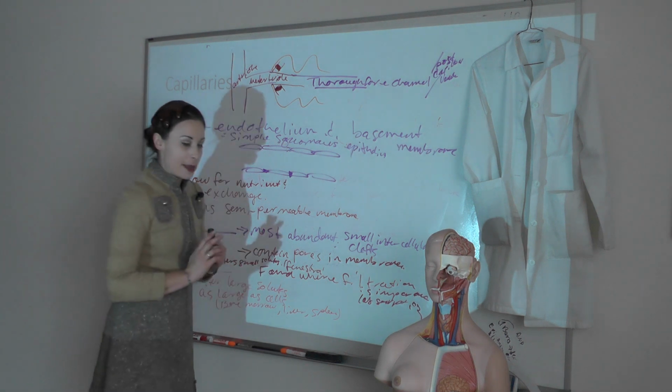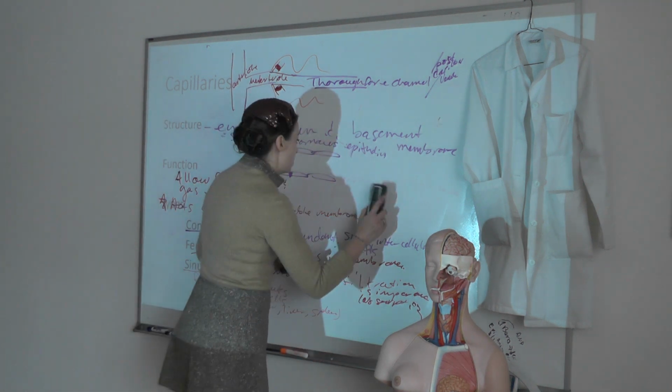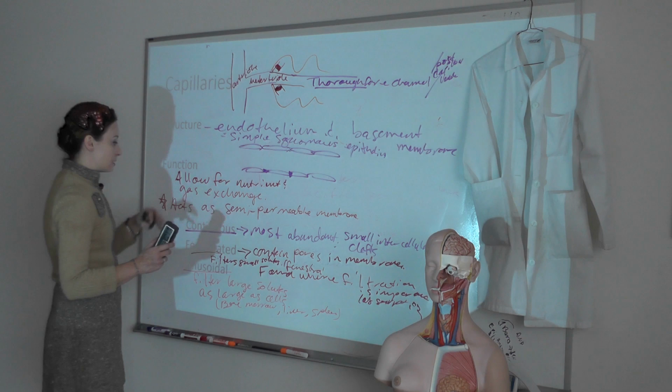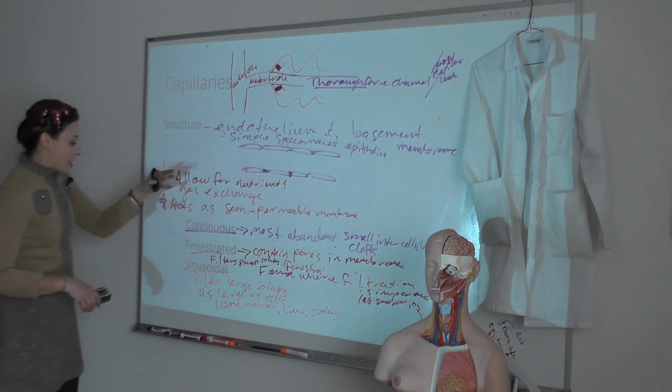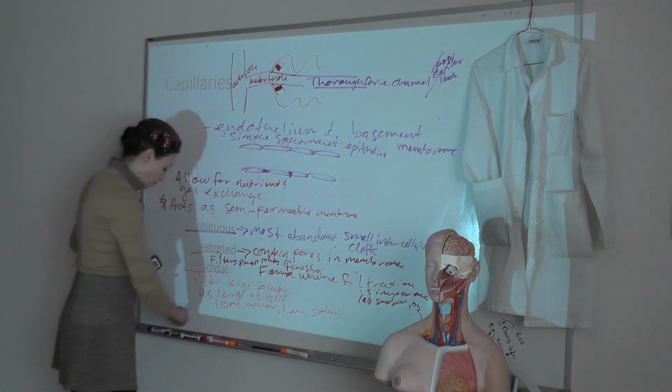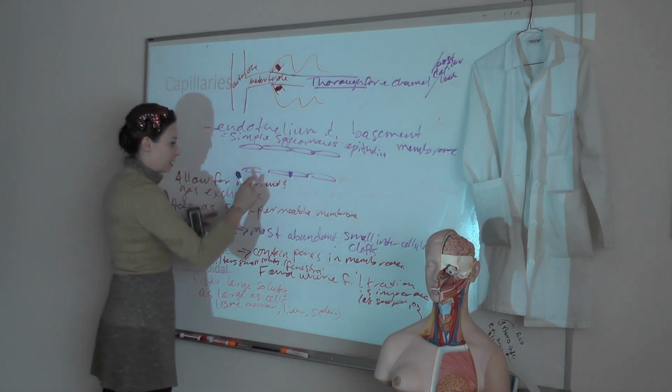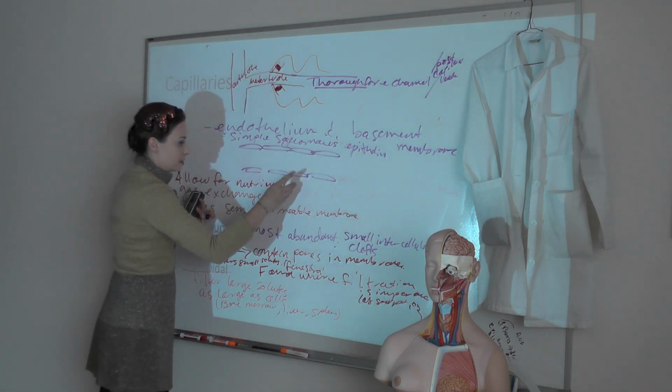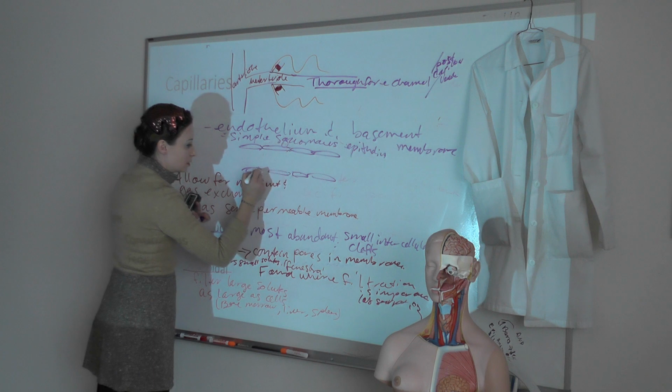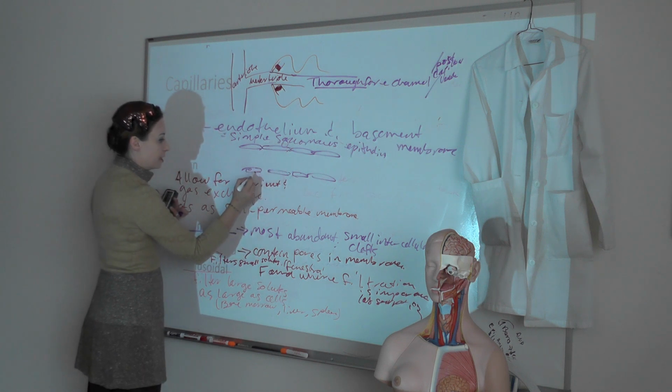So those are our types of capillary beds. Again, continuous is the most abundant, serving most of our tissues. Fenestrated has pores, so if I were to draw a fenestra up on this figure, then I would just see that I've got these holes in the plasma membrane.